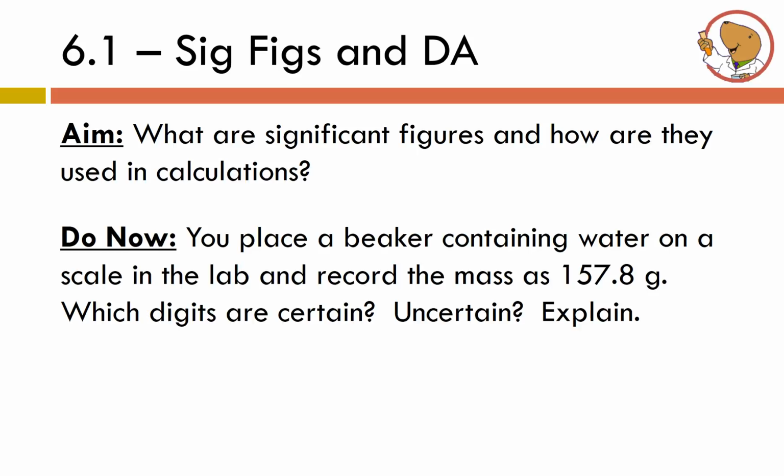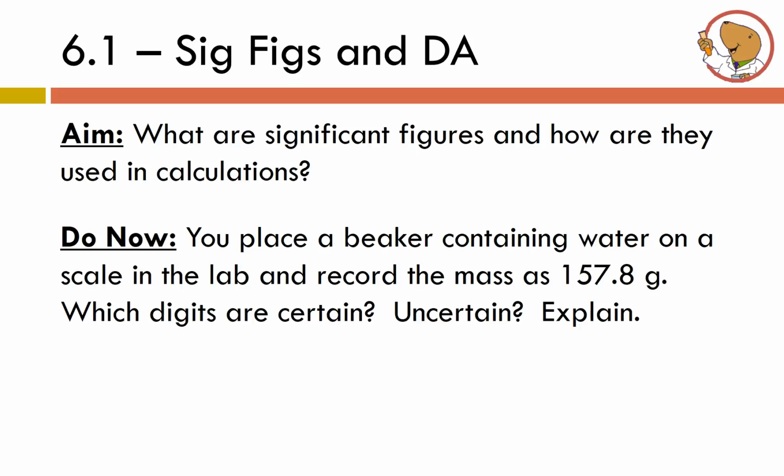Let's take a look at the do now. You place a beaker containing water on a scale in the lab and record the mass as 157.8 grams. Which digits are certain, which are uncertain? Explain. You can either look back in your notes or think about this one if you remember, and be able to provide an explanation.